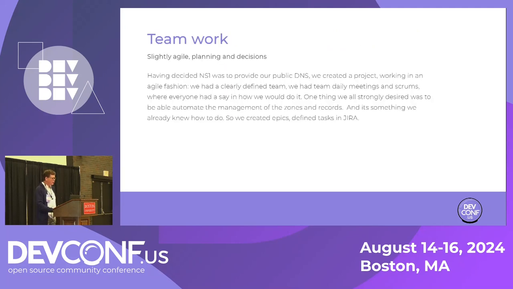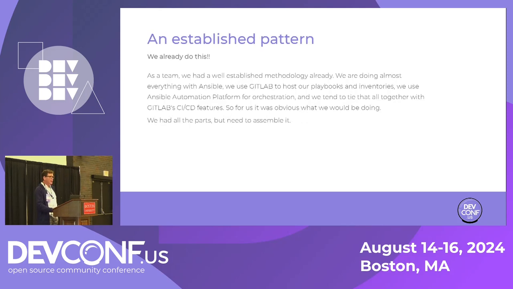So we had teamwork. We do things in a slightly agile way, being an operations primarily team. We made some planning, some decisions. We used Jira, created a project, divided the tasks up, the usual sort of stuff. Now, we had an established pattern, that is that we already do something like this. We manage hosts with Ansible. We use GitLab to host our projects and playbooks and inventories. We use Ansible Automation Platform for orchestration. And we tend to tie it all together with GitLab CI/CD.